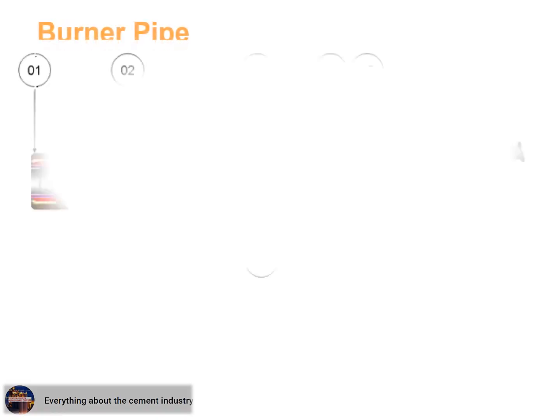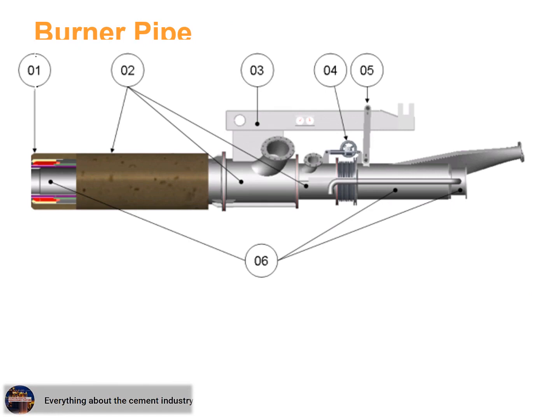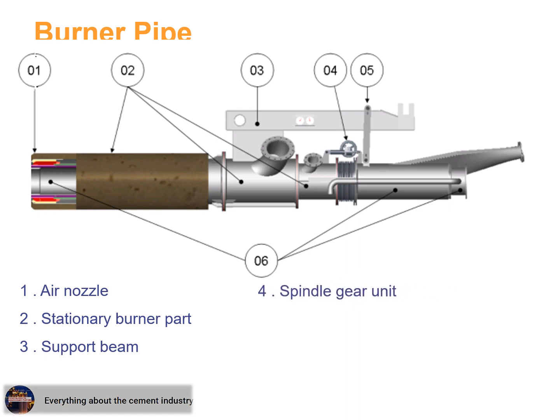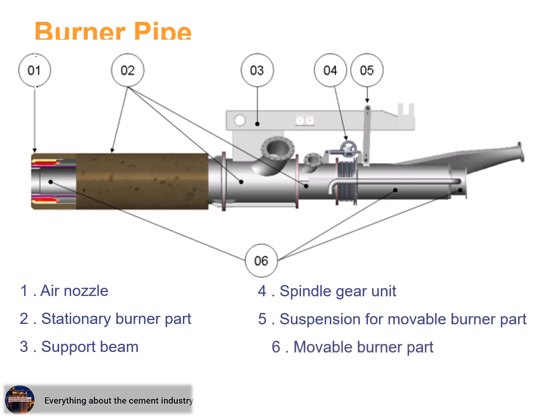Burner pipe, consisting of: 1. Air nozzle. 2. Stationary burner part. 3. Support beam. 4. Spindle gear unit. 5. Suspension for movable burner part. 6. Movable burner part.